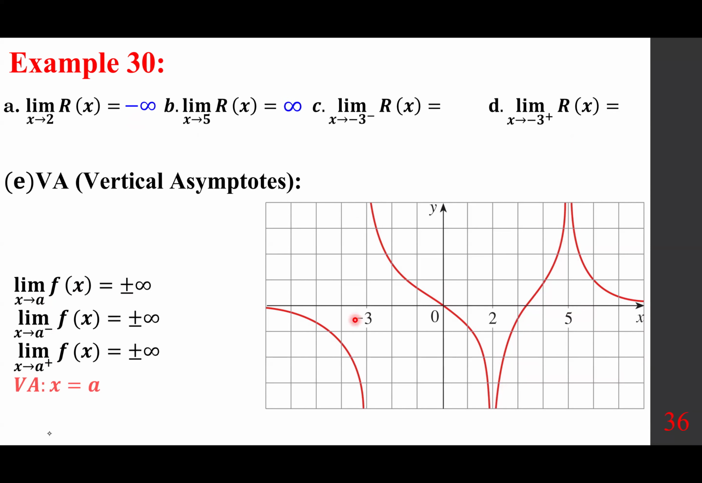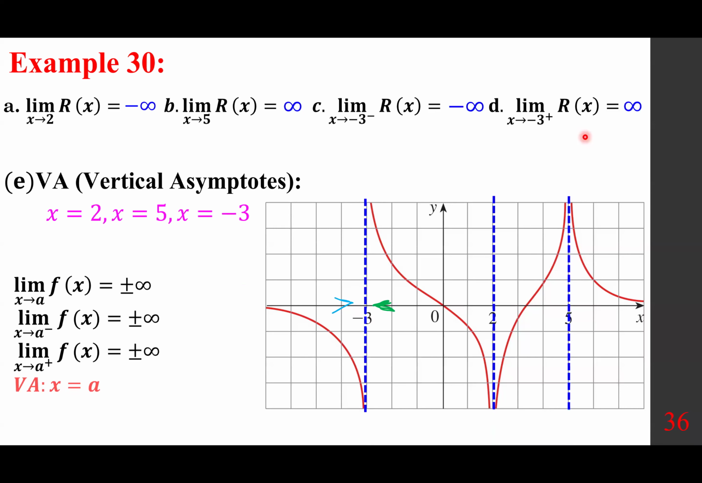Now, what happens at -3? From the left it takes us down to negative infinity. From the right it takes us up to positive infinity. And to find the VAs, this indicates x equals 2, this indicates x equals 5, this indicates x equals -3, this indicates the same thing. Therefore, the equations of the VAs are x equals 2, x equals 5, x equals -3. Those are the vertical asymptotes.